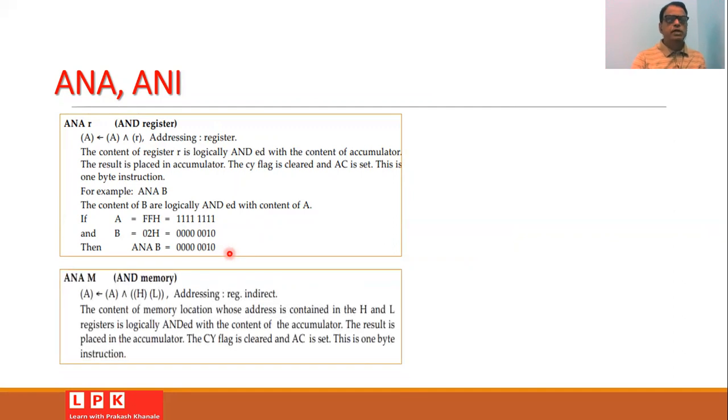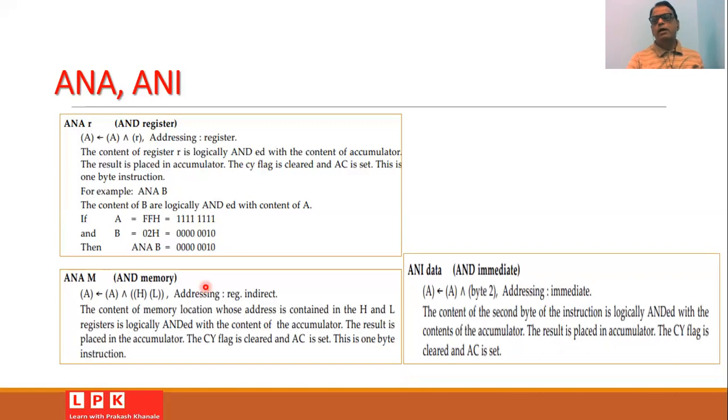Another instruction used for performing the AND operation with memory is ANA M, that is AND memory, where the content of the memory location whose address is in the HL pair is logically ANDed with the content of the accumulator, and the result is placed in the accumulator. The carry flag is cleared and the auxiliary carry flag is set. This is also a 1 byte instruction. So by using this instruction, we can perform logical ANDing with the content of a memory location.